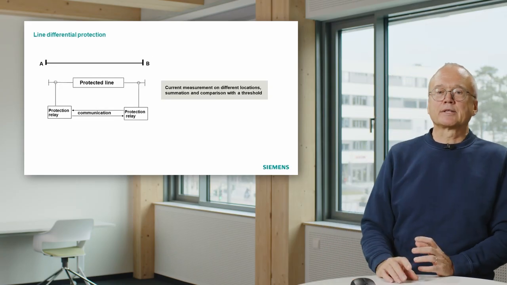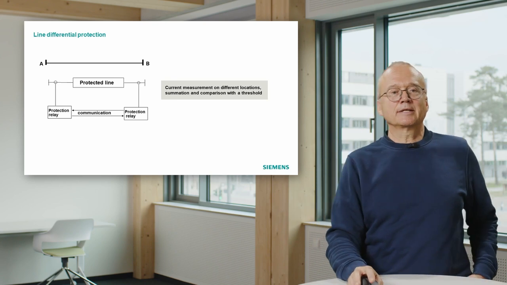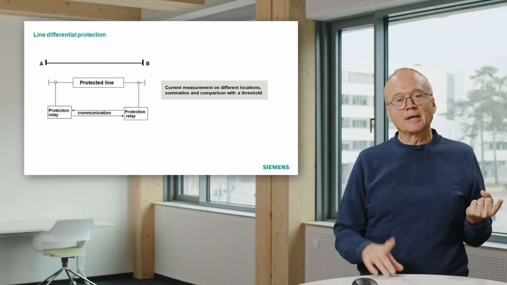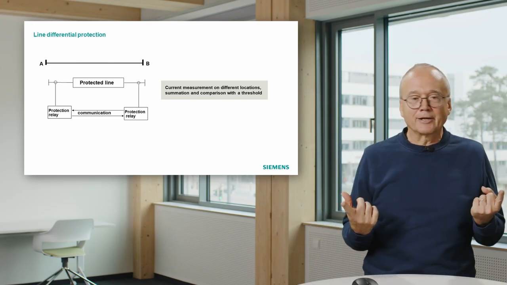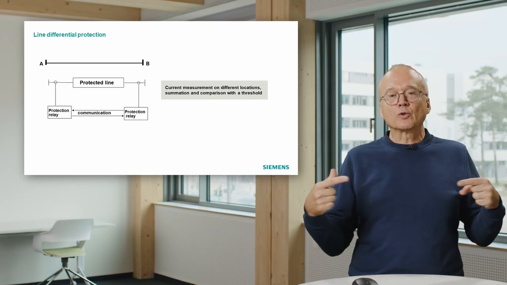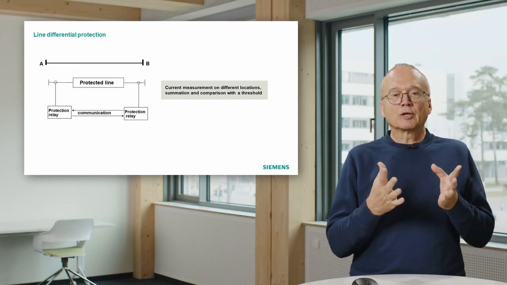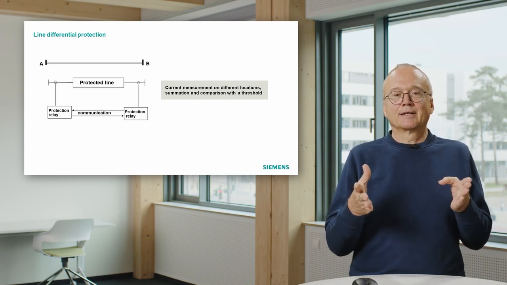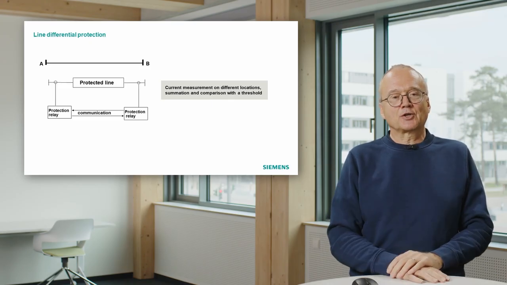And we can apply it, first of all, to lines, as indicated here. We have a line from A to B. We want to protect this line. We want to detect short circuits there. What do we have to do? We have to install a protection relay on both ends. That means one protection relay can measure the I1, the other protection relay can measure the I2, and now, of course, they have to exchange their information because we want to calculate the differential current I1 plus I2, and that's only possible if they exchange their measurements.